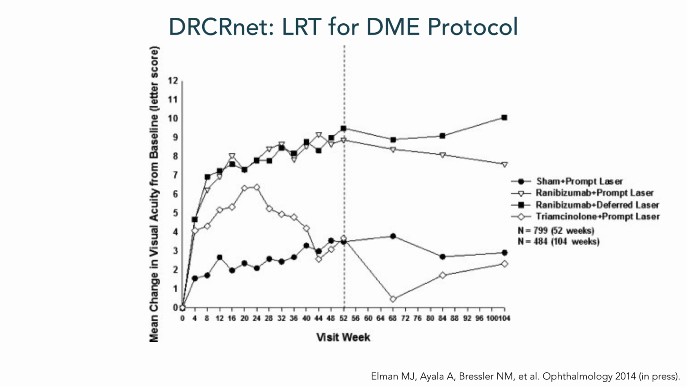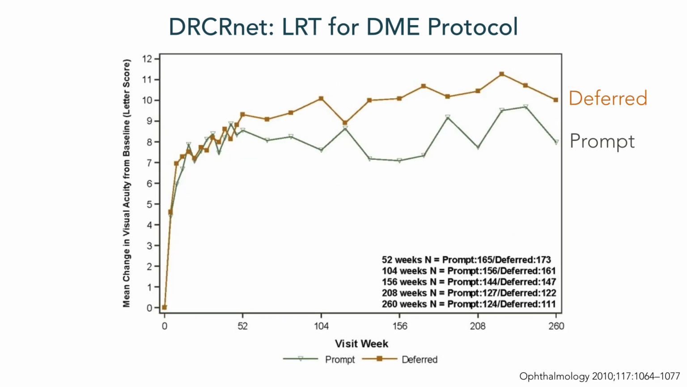But their enrollment criteria 30 over 32 to 2320. I know I'm losing people. This is important. So at 5 years, deferred beat prompt. So they actually just stopped looking at two of the groups, and they looked at deferred laser and the ranibizumab. And this is Lucentis. Lucentis in both of these groups, one got quick laser, one got deferred laser. Deferred laser did a little bit better.